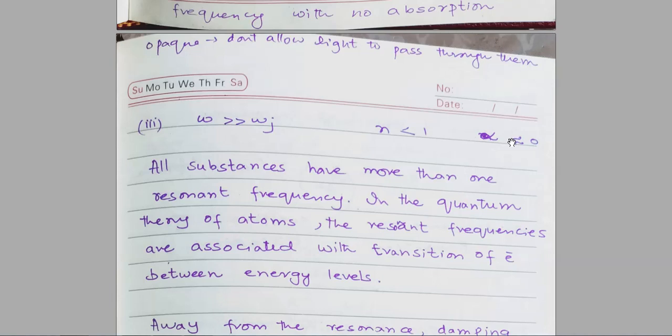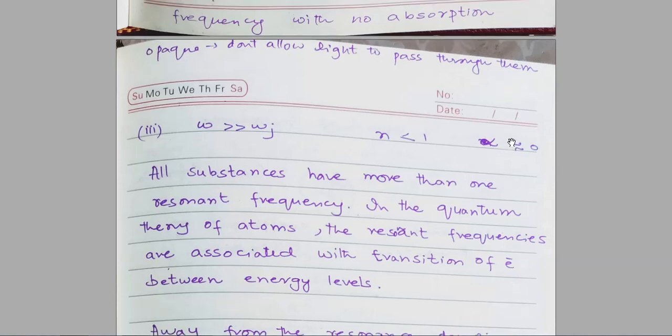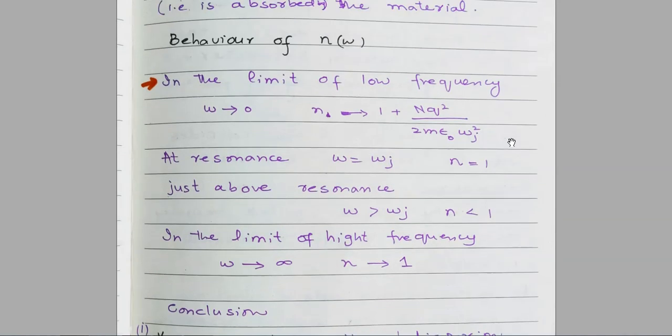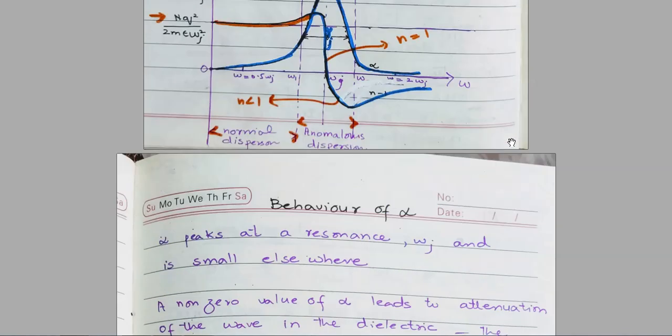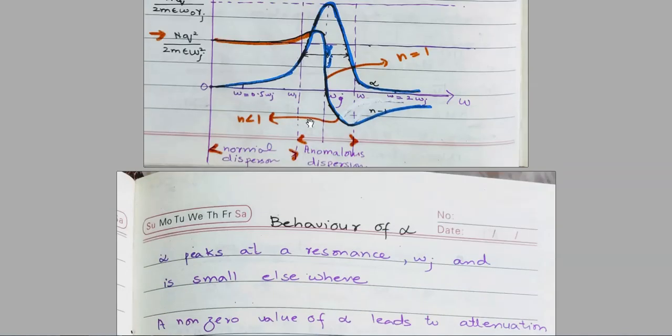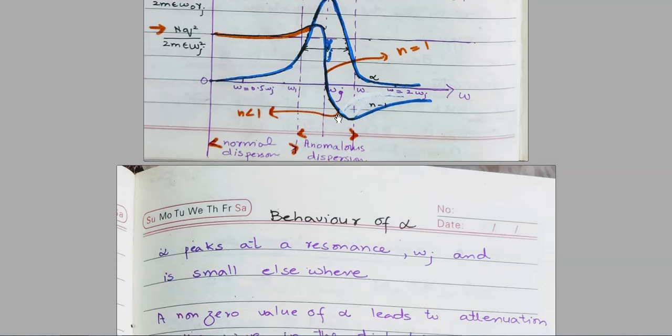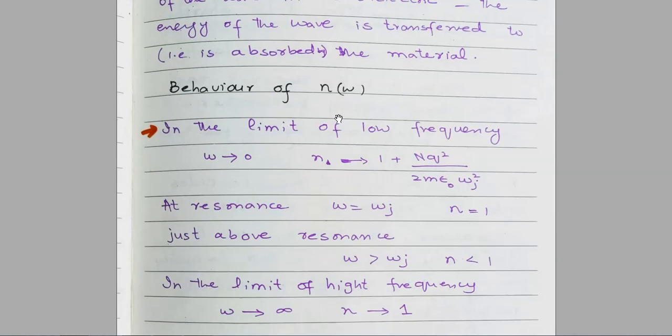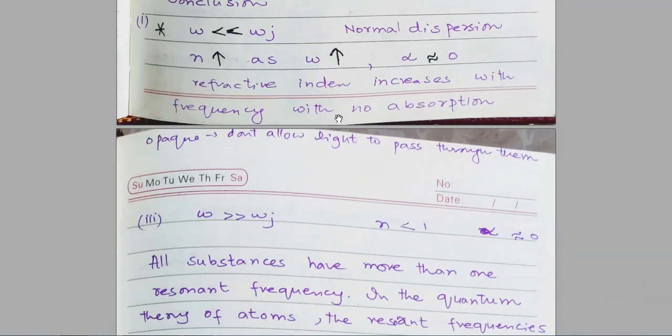We have concluded that in the neighborhood of resonance, the index of refraction drops sharply. This is the conclusion, the main result of the topic.